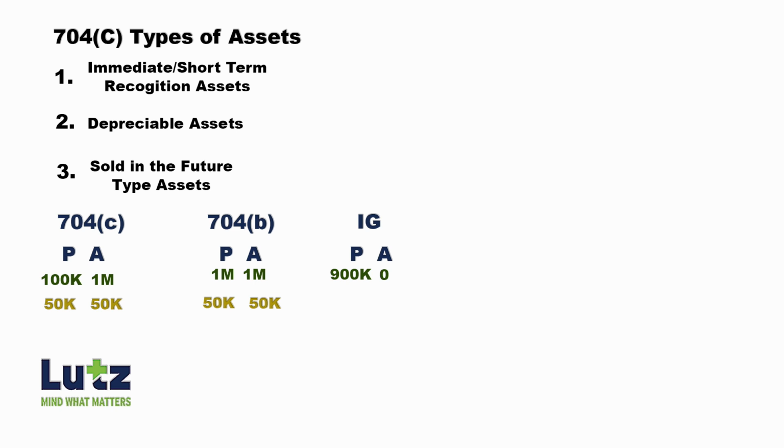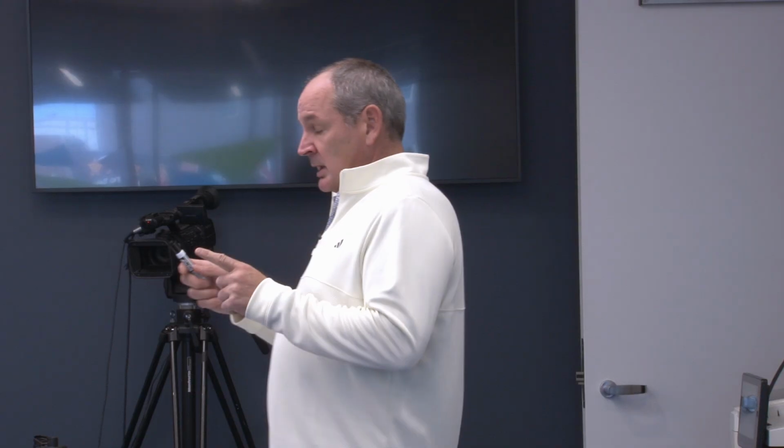So let's do it this way. Agreed upon hits both 704B and 704C accounts. Required only hits 704C. I was getting tripped up on the word required and which one. I got it. Thank you. Yep.